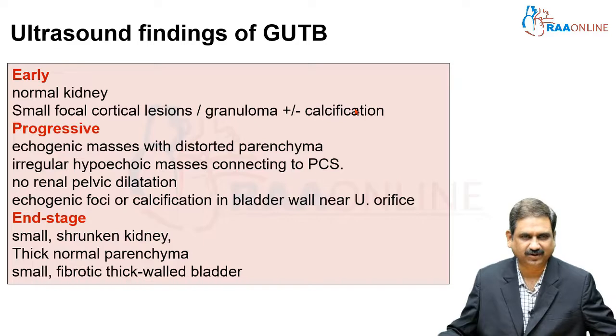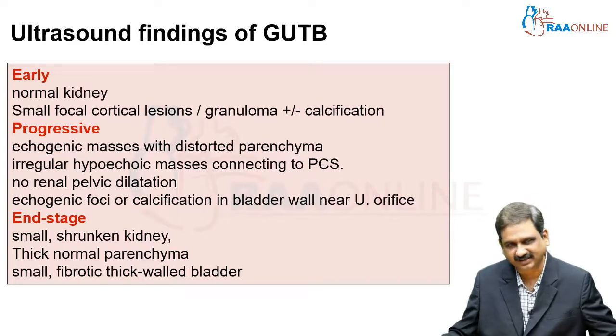The next one is the progressive findings. The progressive findings are echogenic masses with a distorted parenchyma, irregular hypoechoic masses which may connect with the centrally located pelvis, or there may not be a pelvic dilatation at all, or echogenic foci may be there in the bladder wall near the orifice. It may progress down to the ureteric orifice and the bladder and may cause a focus which is echogenic, or a calcification in the bladder wall near the ureteric orifice.